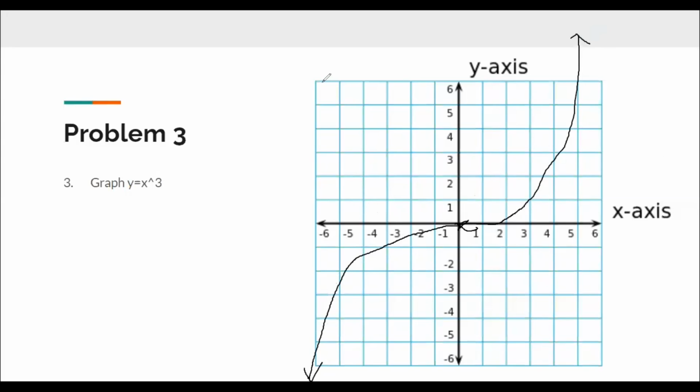When you graph, typically for these types of graphs, you want to look at the end behavior. You want to see what's going to happen as you go towards infinity, or as you go towards negative infinity. That kind of helps you generalize what the shape is going to be.